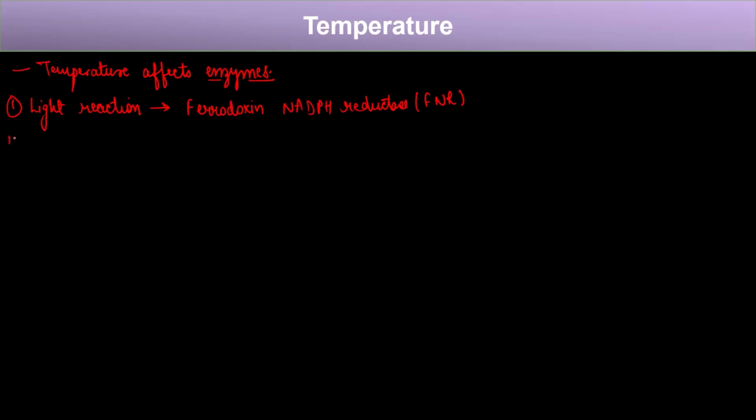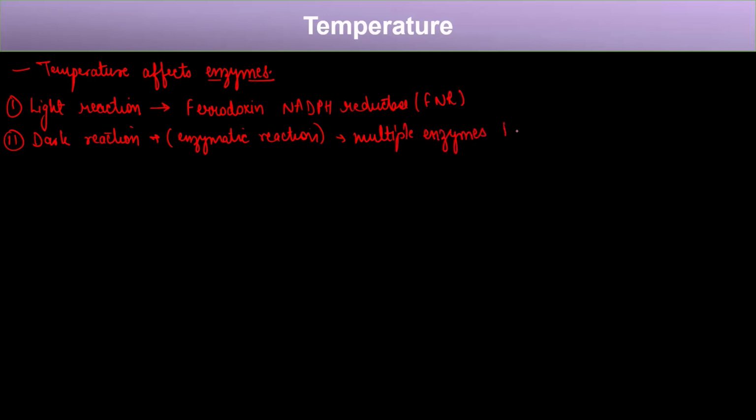Now, in the case of the dark reaction, the dark reaction itself is known as the biosynthetic phase, or the enzymatic reaction phase. So it is called the enzymatic reaction, and a large number of enzymes are used in this process. We have only studied about RuBisCO, but multiple enzymes are involved in each step of the process.